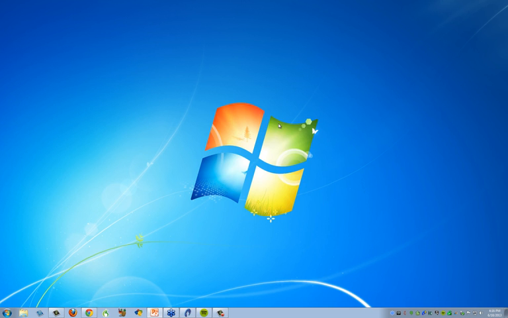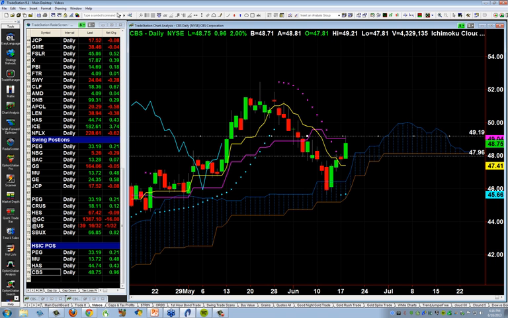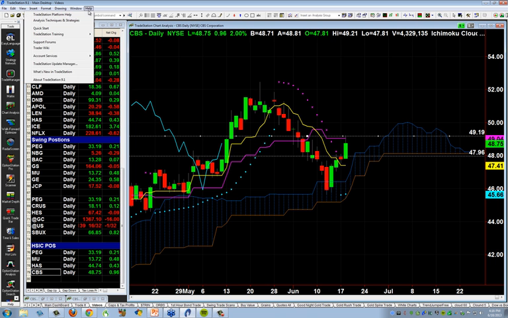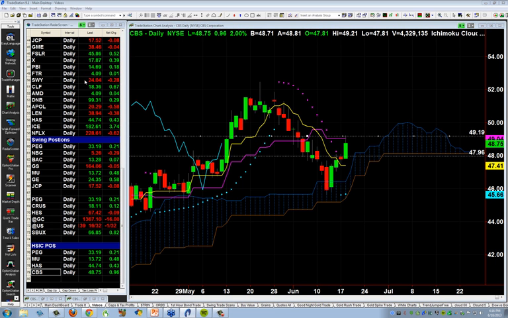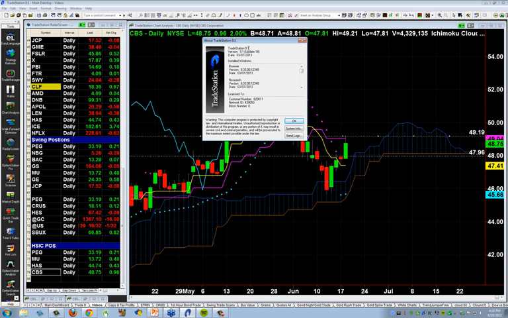Now, if you don't have Ichimoku Cloud on your TradeStation, here's what you need to do. You go to Help, and then you go About TradeStation. I've got TradeStation 9.1 Update 18.